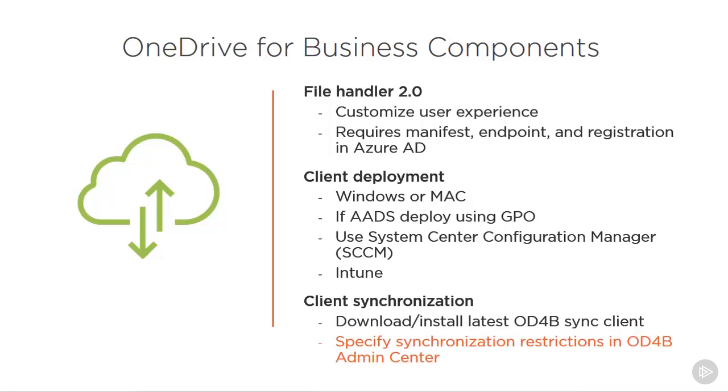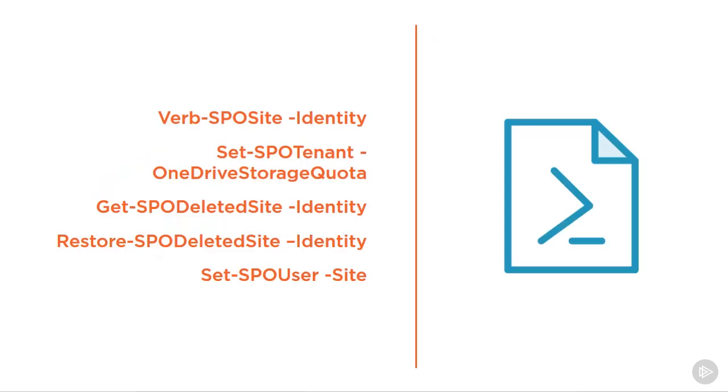As far as the client synchronization is concerned, we need to download and install the latest OneDrive for Business Sync client, and we also need to specify any synchronization restrictions within the OneDrive for Business Admin Center. And we talked about file types as one type of restriction that we may want to implement from the Admin Center. As I mentioned, this can be configured using PowerShell and the GUI.